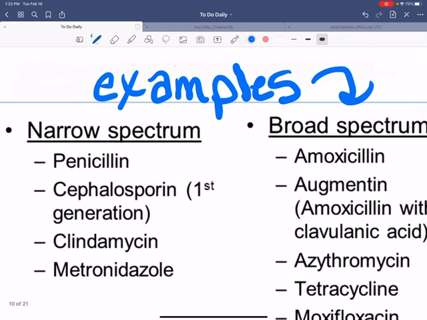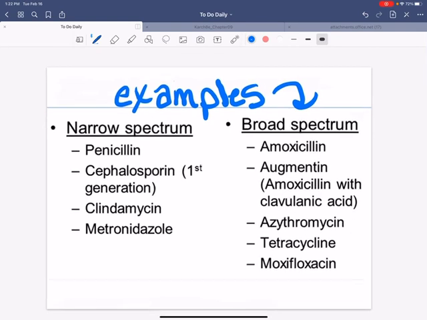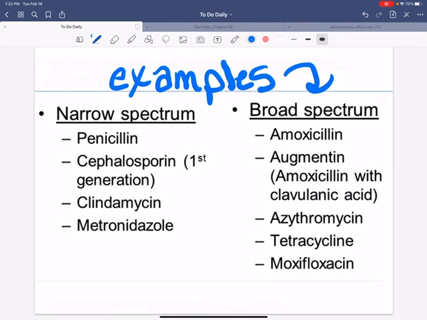And I'm just going to show you this slide here. I'm sorry that it's kind of messy here. All right, so these are some examples of narrow spectrum. So for example, penicillin, not amoxicillin, but penicillin G. That's very specific to strep pharyngitis. It doesn't really kill any other bacteria but strep pharyngitis.